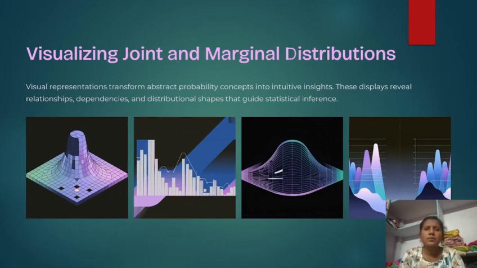Visualizing joint and marginal distributions. Joint and marginal distributions give us insights into the height, shape, and relationship between one random variable and another, and their behavior and randomness. It gives information about that random variable. Visual representation transforms abstract probability concepts into intuitive insights. These displays reveal relationships, dependencies, and distributional shapes that guide statistical inference. The pictures below represent the shape, height, and dependence relationship between variables, and distributional shapes that guide statistical inference.